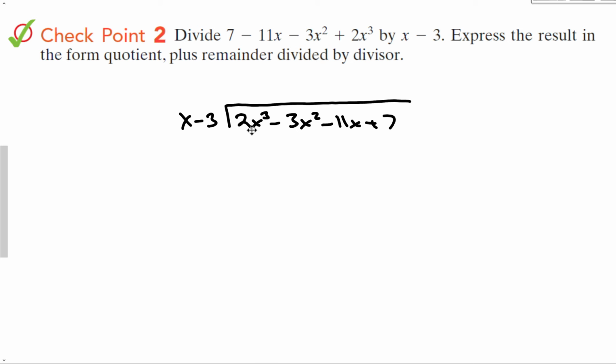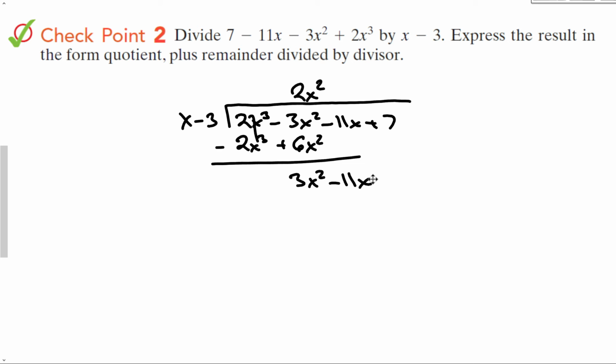We're going to divide 2x to the third by x, which gives me 2x squared, which gives me 2x to the third when I multiply, and a minus 6x squared. Subtract gives me 3x squared. Bring down the minus 11x. Do it all again. 3x squared divided by x is 3x. When I multiply, 3x times the x is 3x squared, and 3x times minus 3 is minus 9x.